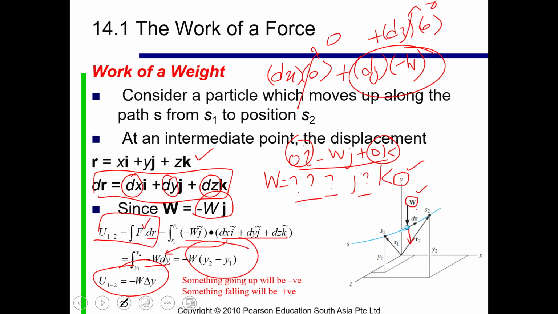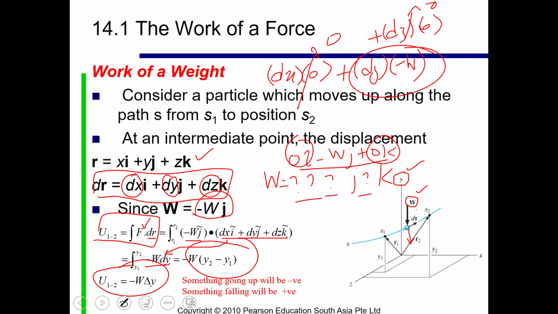And if the particle is falling downward, then by default the weight direction and the displacement direction become the same, right? As a result, what would happen? The overall work done will become positive.